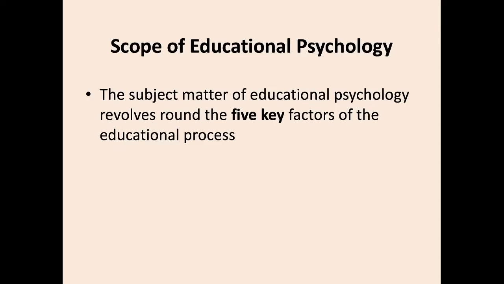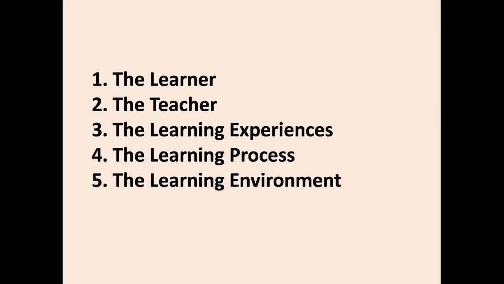When we look at the scope of educational psychology, it revolves around 5 key factors. And the 5 key factors that educational psychology looks at are the learner, the teacher, the learning experiences, the learning process, and the learning environment. We'll be discussing about it in the coming slides.